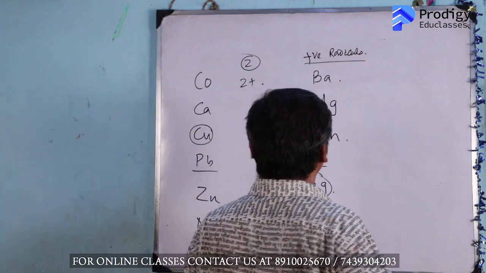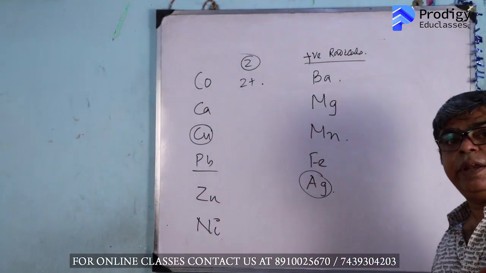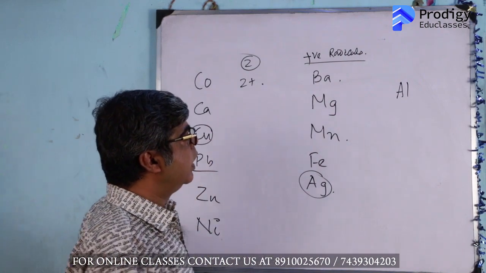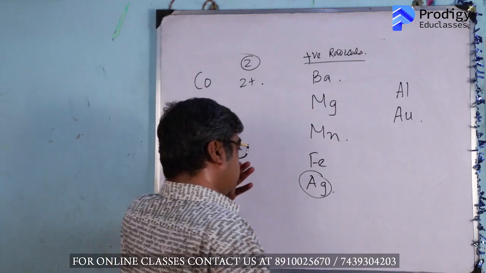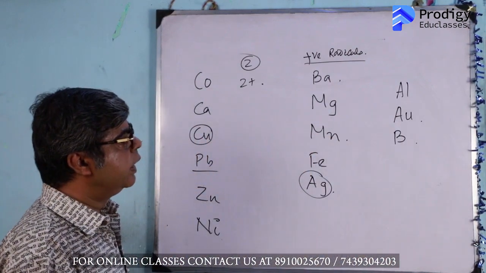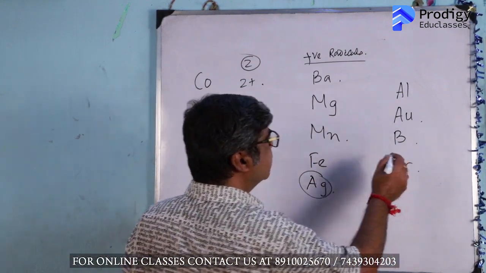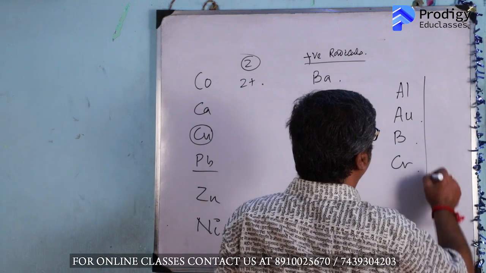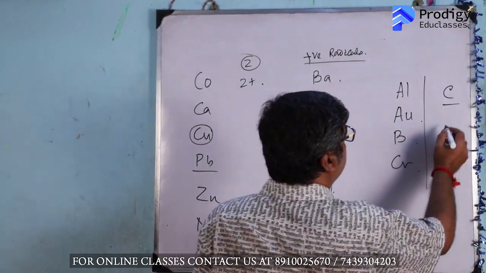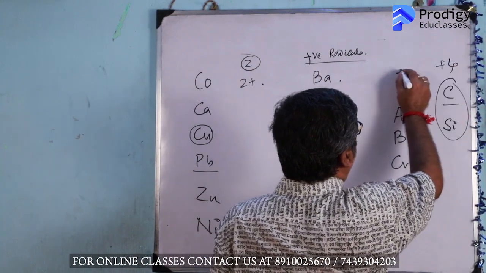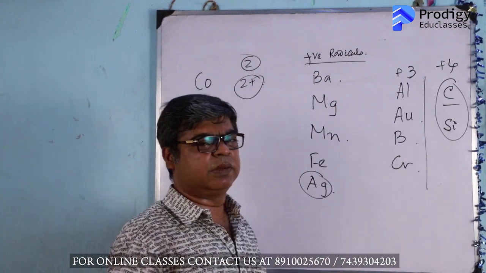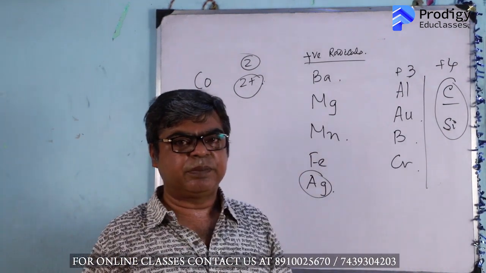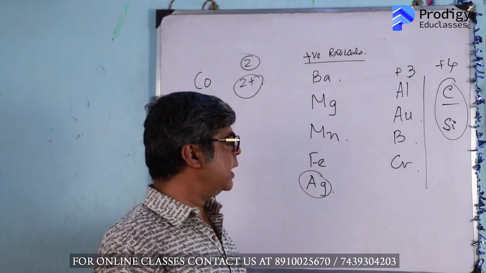Now, the positive radicals with valency 3. Usually aluminium, Al, Au, boron, B, and chromium, Cr. These are the main positive elements with valency 3. Valency 4 usually carbon and silicon. They have valency plus 4, plus 3, plus 2. These are the important ones we come across in our regular courses. There are many other radicals. You may get them in any book, Dalal or Concise.